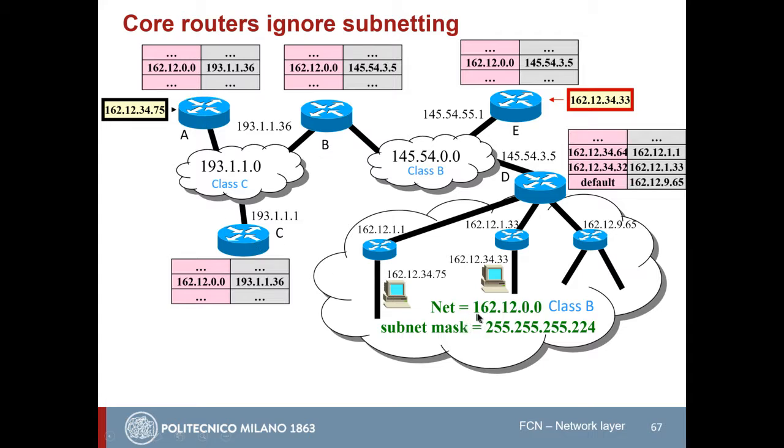The prefix corresponds to the network 162.12.0.0 with a net mask which is 255.255.0.0, and the subnet mask instead inside, which is defined in the subnets, is /27, because here you have 255.224. 224 means 111 and then the rest is 0, so it means that subnetting is done by extending the original net mask by 3 bits.